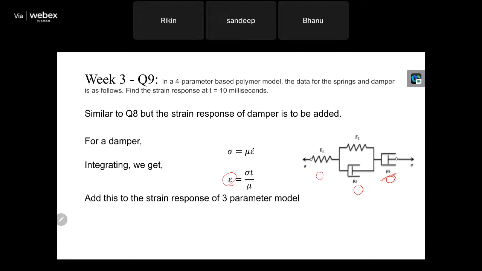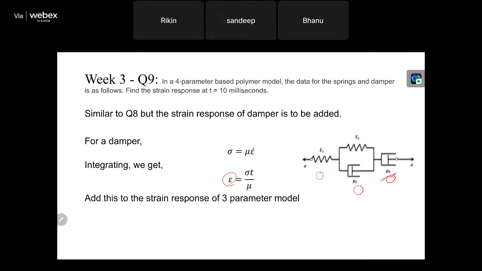If you add this to the previous equation, which is the equation of the 3-parameter model, we'll get the complete strain response for this 4-parameter model. So if you plug in the values given in the question, you can find the answer and match it with the given range.